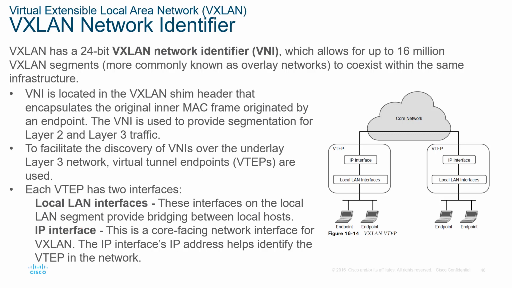Each VTEP has two interfaces. It has a local LAN interface. These interfaces are on the local LAN segment, and they have an IP interface. This is a core-facing network interface for our VXLANs. These IP addresses are basically used to identify the appropriate VTEPs in the network.